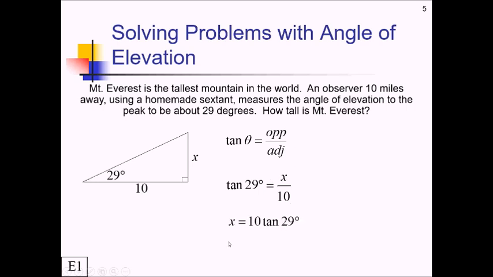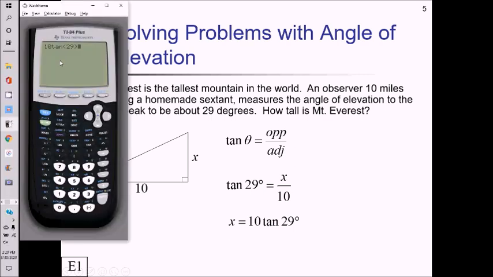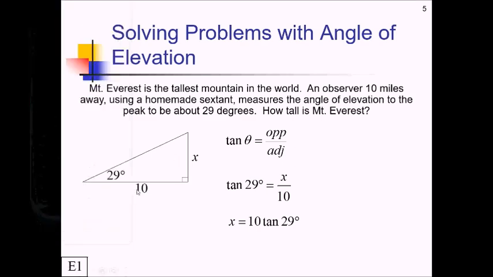And we know for this we will need the calculator. So, plugging 10 times tan of 29 into the calculator, making sure, as always, that we are in degrees mode, we press enter, and it's going to come out to about 5.5. Now, we were 10 miles away. The unit of distance is miles, so we're saying that Mount Everest is about 5.5 miles tall, which is pretty darn tall if you think about it.